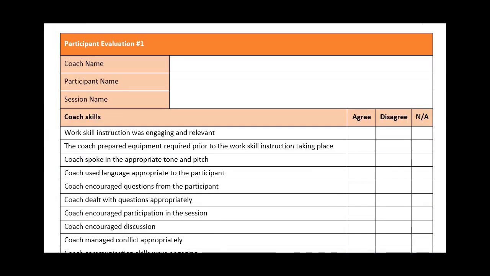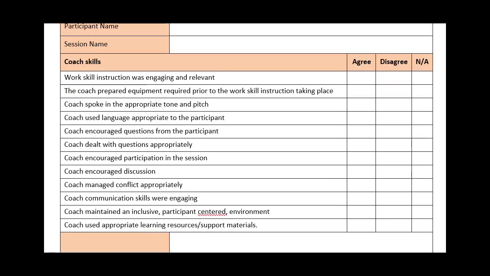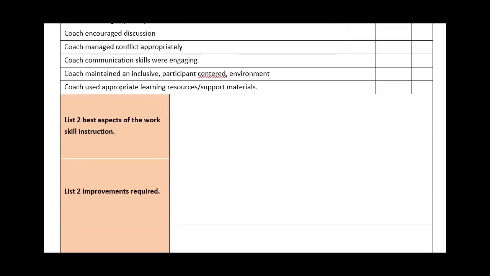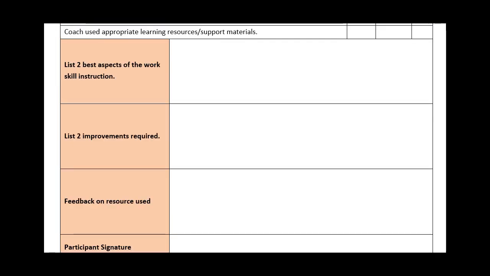So the first thing is participant evaluation. You'll see that you get to put your name on there, participant name and the session name as well. There's just some agree and disagree or NA boxes there for them to fill in. So you just get your participants to fill that in for you. And then if you scroll down the bottom, the most important part is this area down the bottom.